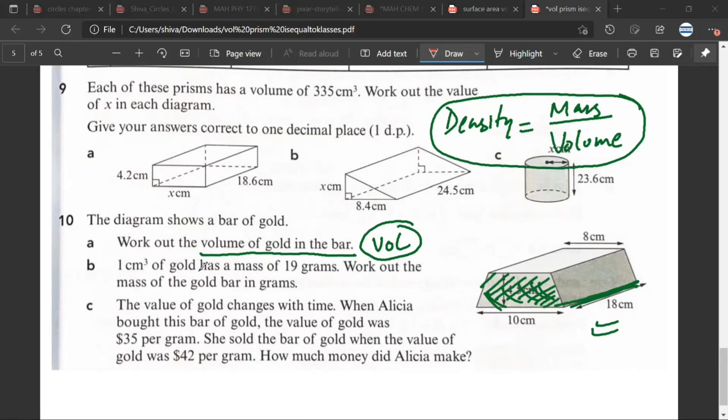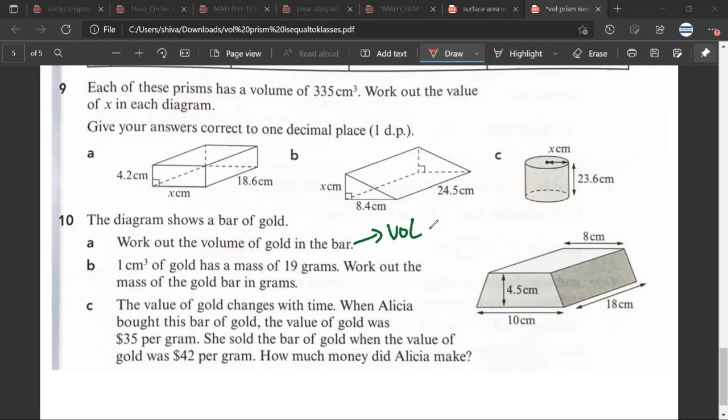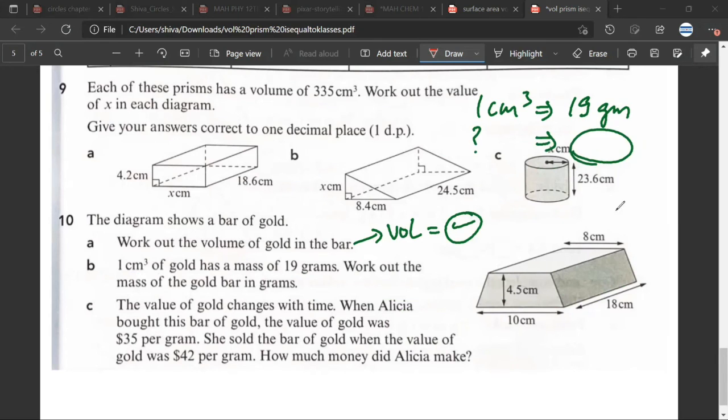Then what they are suggesting is that 1 centimeter cube has a mass of 19 grams. Basically they are giving you the density, if you have understood. The density is 19 gram per centimeter cube. Have you understood? Yes, sir. If you don't want to look at density, that is also fine. Just find the volume. Then you know that 1 centimeter cube weighs 19 gram. Once you have found the volume, you can find the mass of this slab. Have you understood? Yes, sir. Any confusion? No, sir. So just do the question till here, till you find the mass.